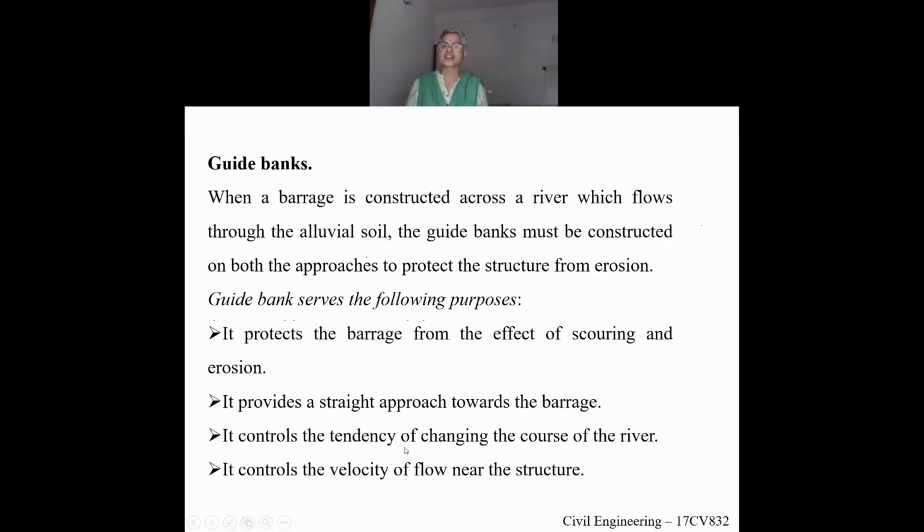It controls the tendency of changing the course of the river. The river may divert in some other direction, but it will keep the river flowing towards the canal diversion, or the diversion headwork. It also controls the velocity of flow near the structure. These are all the functions of the guide bank.